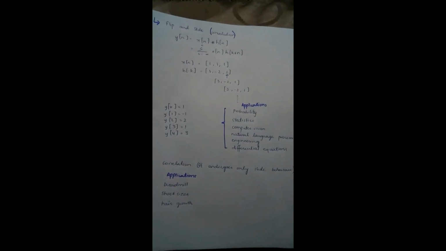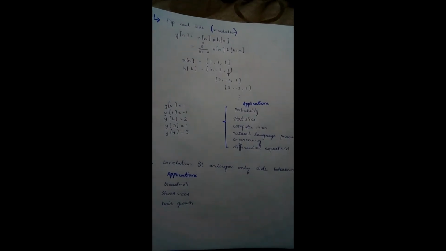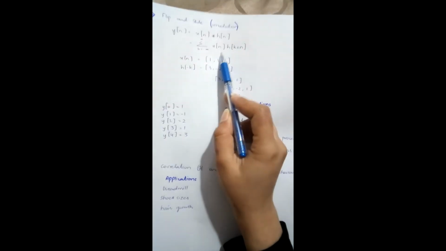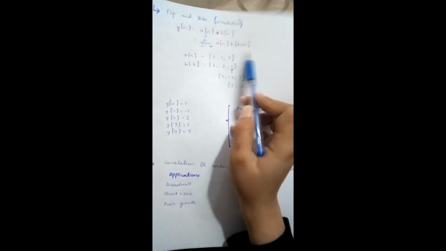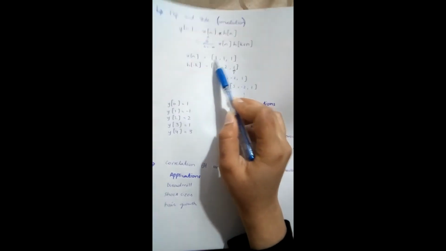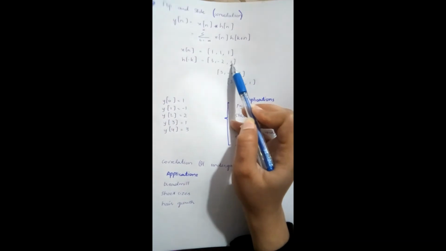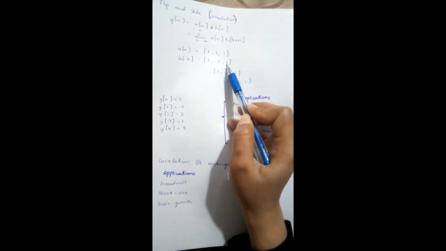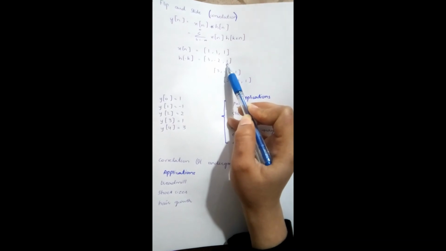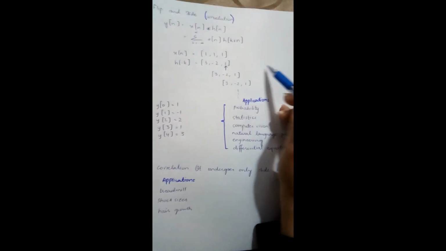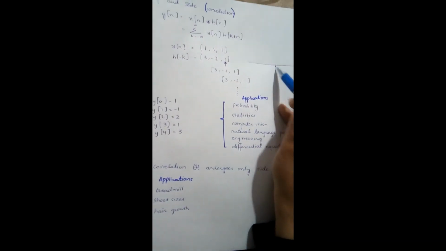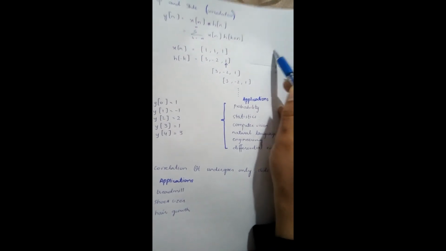Now the flip and the slide. The flip and slide is basically convolution. The convolution equation is y of n is equals to x of n convolved with h of n, and it is also equal to the summation of x of k into h of n minus k. So x of n is equal to what? 1, 1, 1. h of minus k is 3, minus 2 and 1. This value lies at the origin, meaning 0. Like this is 0, this value is 1 at 0.